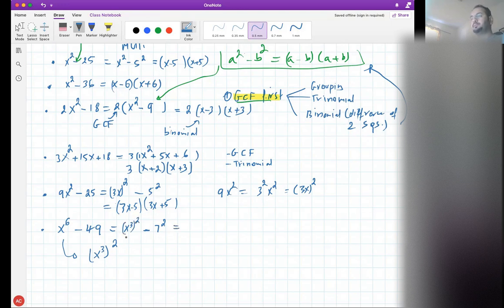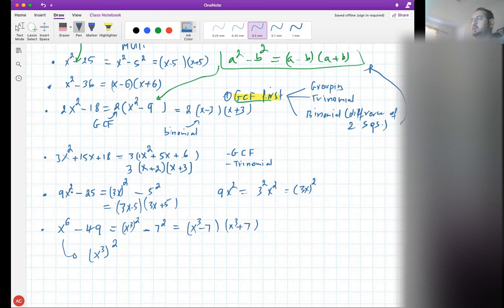And that's it. Now we have two perfect squares. We have a minus in between them. So according to the formula, what is this equal to now? According to the formula, x to the third minus 7, x to the third plus 7. That's right. So we take the bases without the second powers, whatever the base is. So x to the third minus 7 and x to the third plus 7.